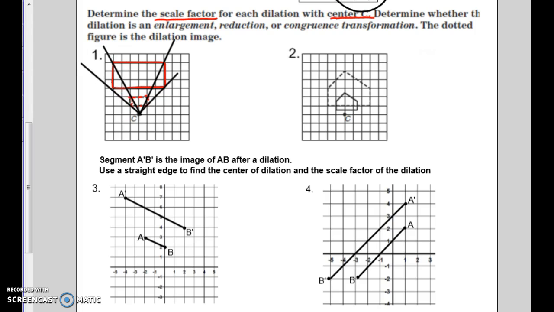Is this shape getting bigger or smaller? Careful. Do you know which one's your pre-image and which one's your image? Well, it tells you right here that the dotted figure is your image.